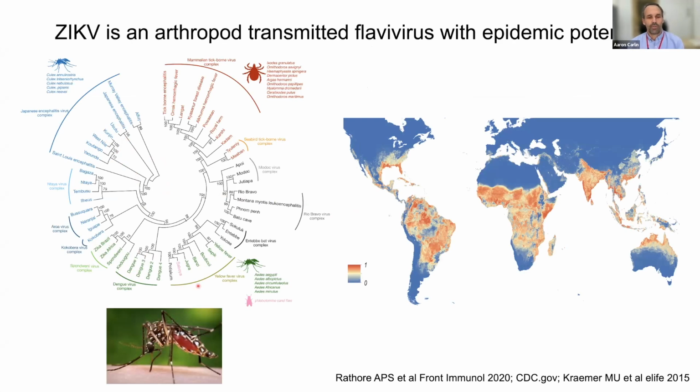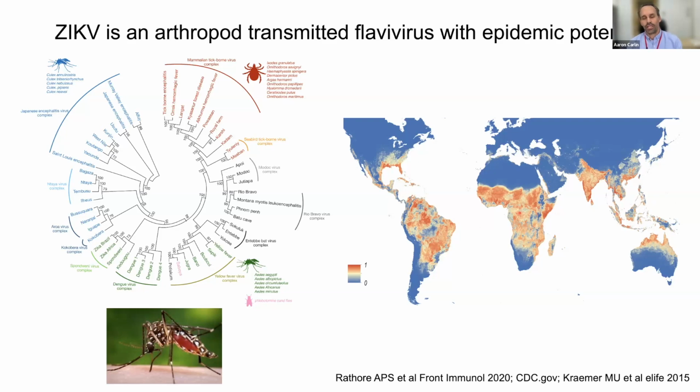Zika virus is primarily transmitted by Aedes mosquitoes, like Aedes aegypti. And Aedes aegypti live in tropical and subtropical parts of the world. They have adapted well to replicate in urban environments and often cohabitate with humans, making them a really important vector for the transmission of human disease.